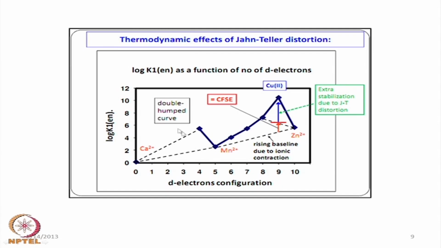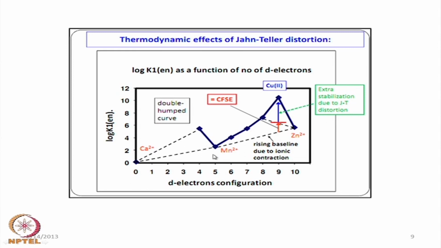So, here log K1 of en is a function of the number of d electrons. The binding constant for one ethylenediamine binding can be monitored depending upon the number of d electrons present. As we move from calcium to manganese to zinc, it is rising, and the rising baseline is due to the ionic contraction, because more protons and electrons are there. So, higher nuclear charge goes with ionic contraction and smaller size, and we get higher values for these log K1 values.